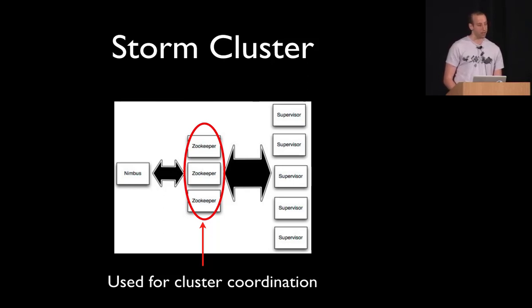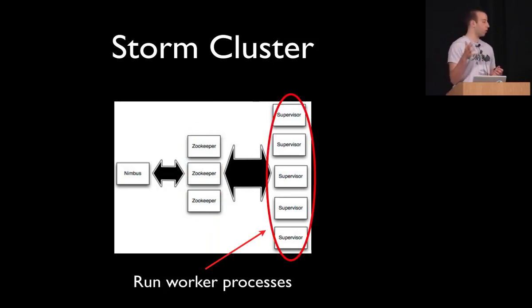In the middle is a Zookeeper cluster. Zookeeper is actually an Apache project. It's a really useful project. It's basically built for doing cluster coordination and configuration management. And this is exactly what Storm uses it for. So on the right, we have a set of worker nodes. Each worker node runs a process on it called the supervisor. And the supervisor communicates with Nimbus through Zookeeper to determine what should be running on that machine. And the supervisor will start and stop workers on that machine as necessary, as dictated by Nimbus.